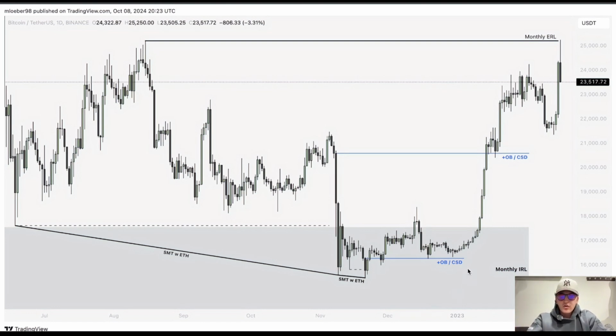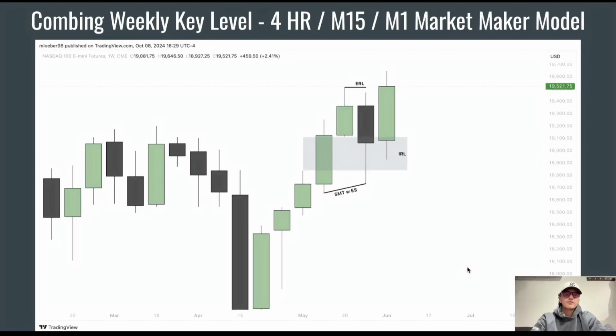Now let's get into a weekly to a 4-hour, but not just a weekly to a 4-hour. We're going to be combining weekly key level with a 4-hour, an M15, and an M1 market maker buy model. Now, this could be new to you guys. You might not actually know or understand what I'm talking about here.